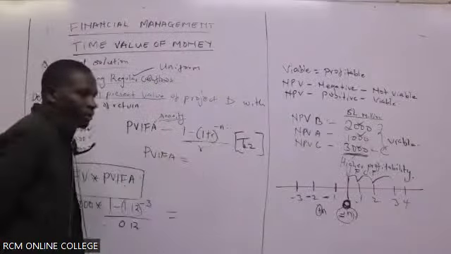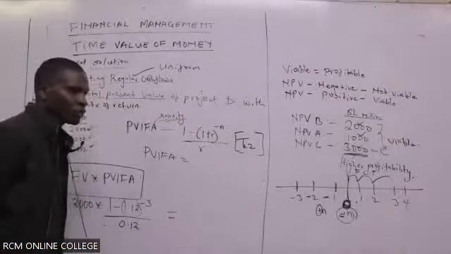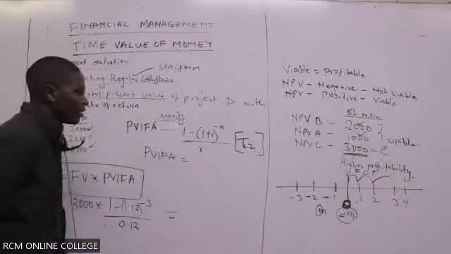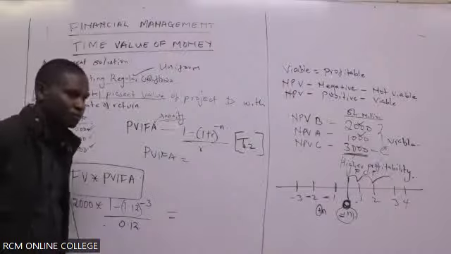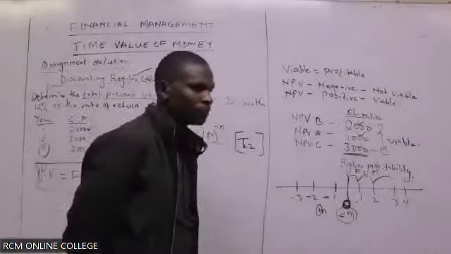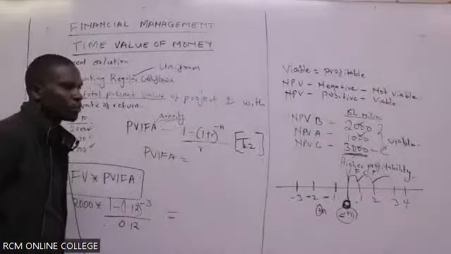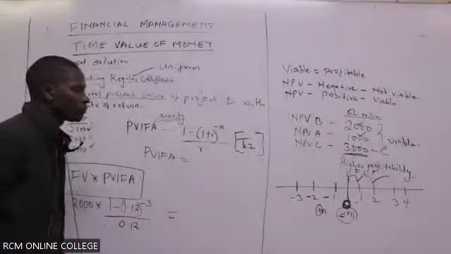What will it be? Somebody use the table. Somebody else can use a calculator. What is the PVFA? Let's be quick.